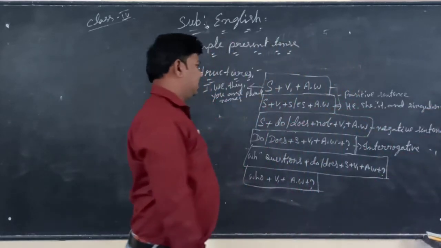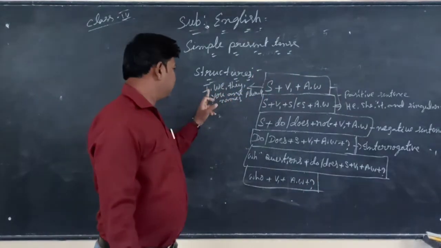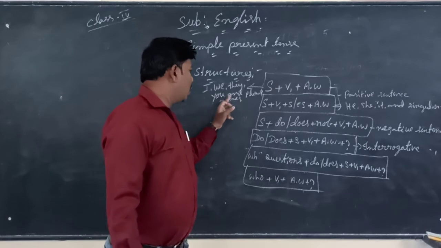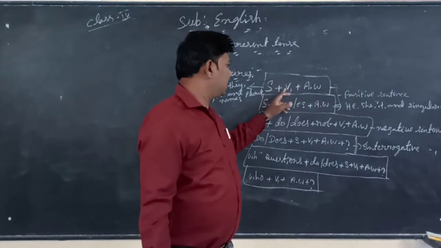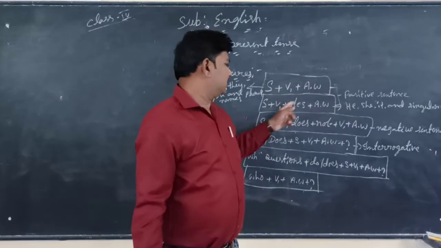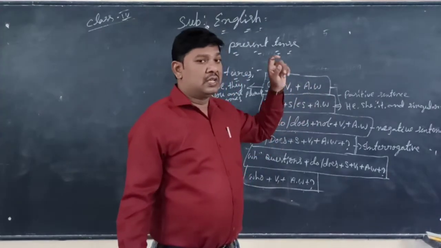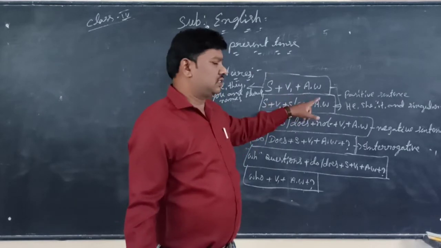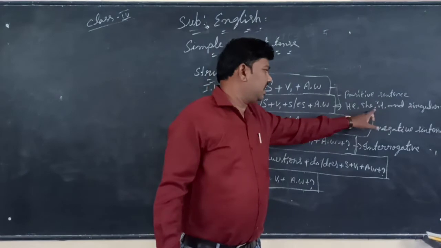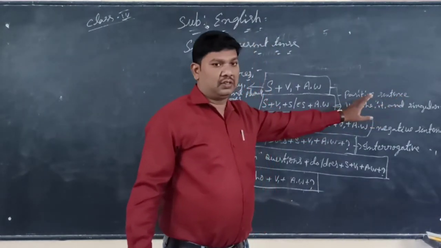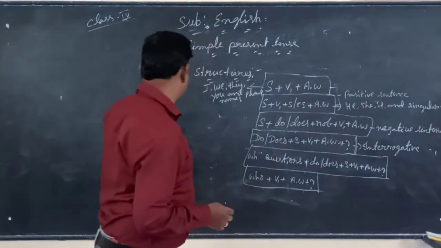So these are the structures. These are the subjects with which we use these two structures. If the subject is I, we, they, you, and plural names, the structure used is subject V1 and additional word. And the other structure is subject V1 plus s or es plus additional word. So these structures depend on the subject. Those subjects like he, she, it, and singular nouns, for those subjects we use this structure. For example, let us observe here.